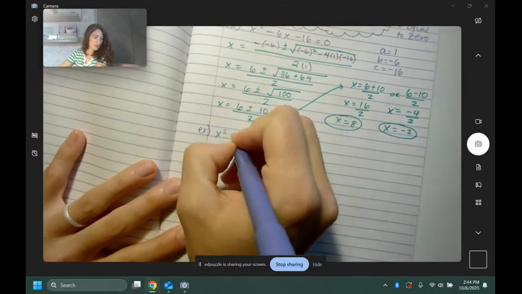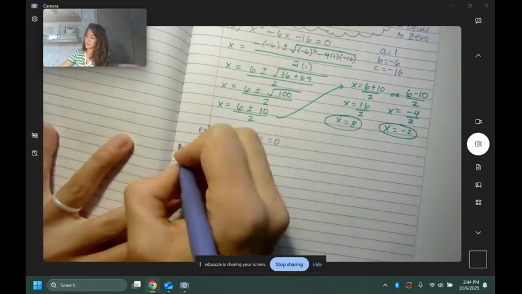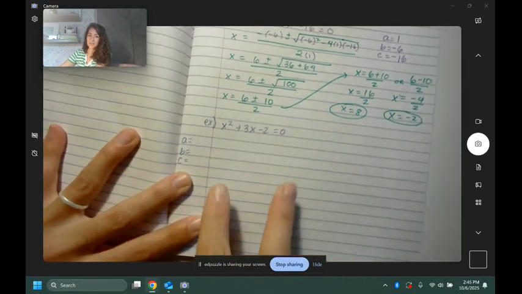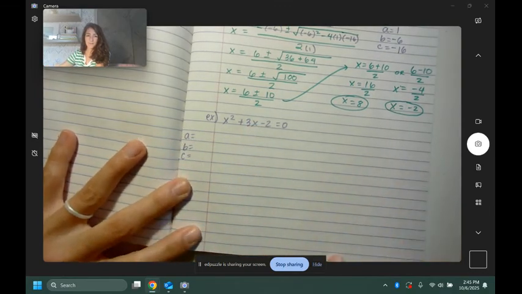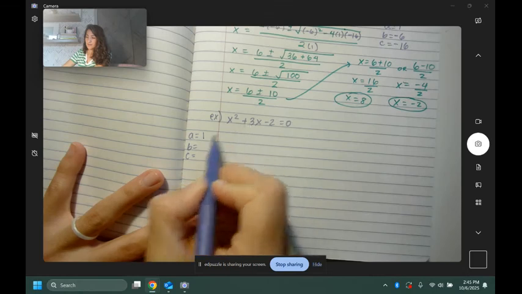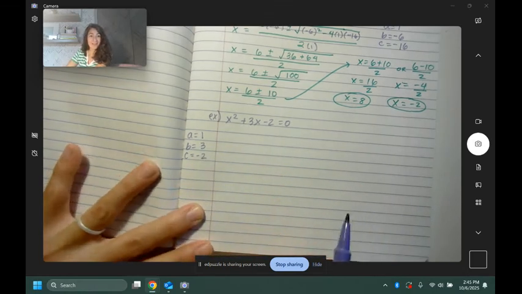X squared plus 3x minus 2. All right, what's A, what's B, and what's C? I don't have a ton of room left. I'm going to do it here and here. All right, in this case here, A is 1, B is 3, C is negative 2. Let's plug it all in.